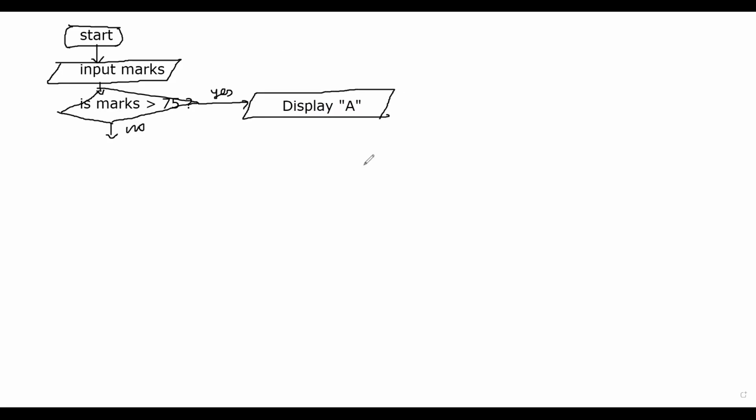So this is A. Right? It goes like this. If it is no, again I'm going to check. So I'm going to ask, is marks greater than or equal to 65? This is a compact representation. So I'll put it like this. So I'm going to draw it again.